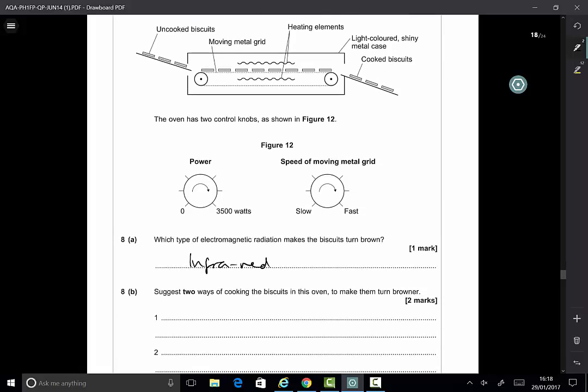Suggest 2 ways of cooking the biscuits in this oven to make them turn browner. Well, we've got 2 knobs we can control. So first of all, the power knob. To make them turn browner, we want more power. And speed of the moving metal grid, well, if it's going fast, they're going to be in there for less time, so we want to slow down the grid.